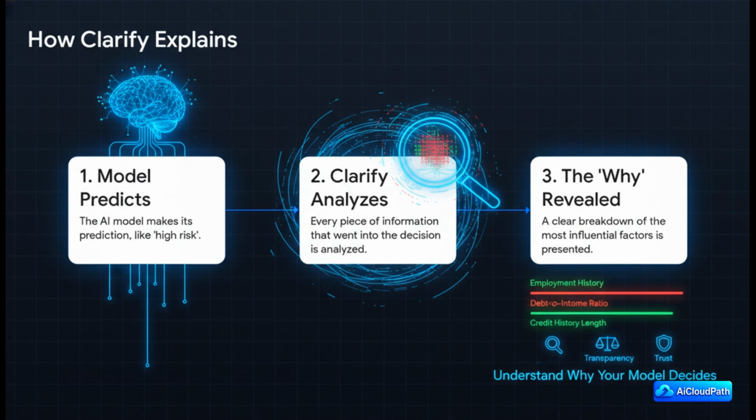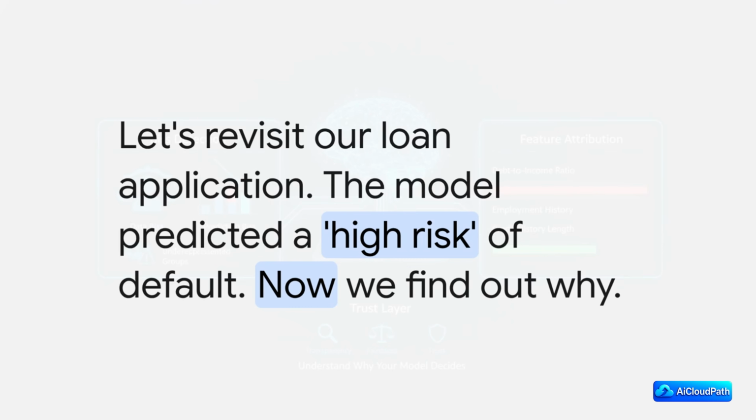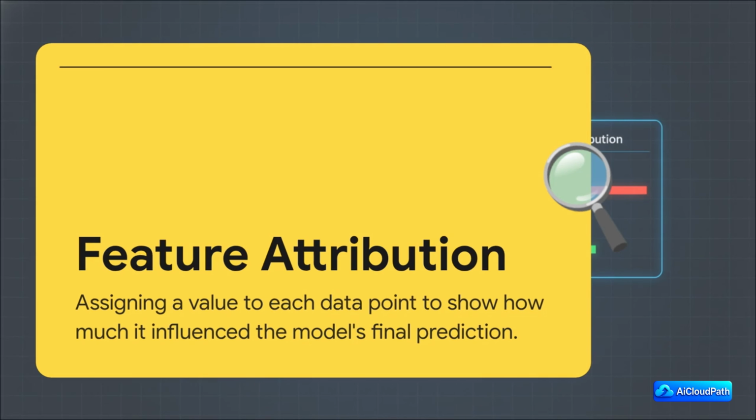And the way it works is actually pretty straightforward. First, the model makes its prediction. Then, Clarify gets to work analyzing every single piece of information that went into that decision. And finally, it gives you a clear breakdown of which factors were the most influential. Okay, let's circle back to our original example, that denied loan application. The model flagged this person as high risk. We've already seen that the model might be biased, but now we can use Clarify to see exactly why this specific application was rejected.